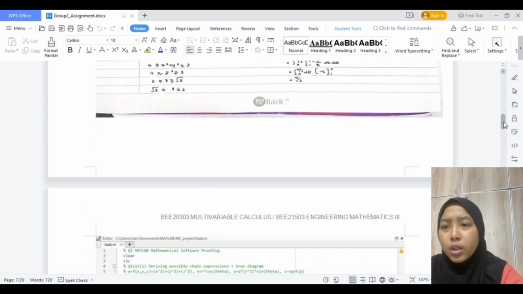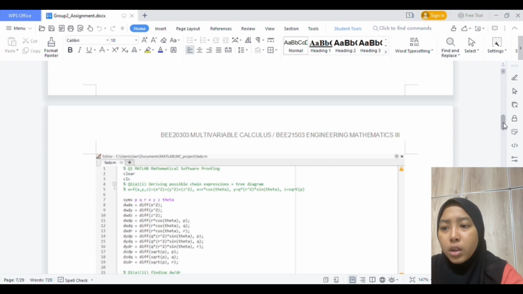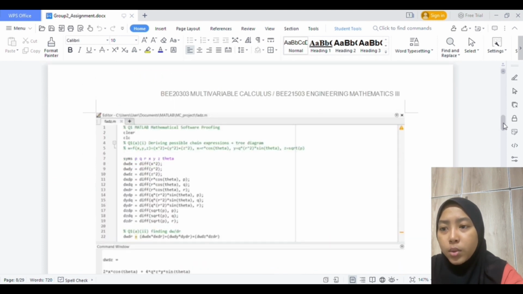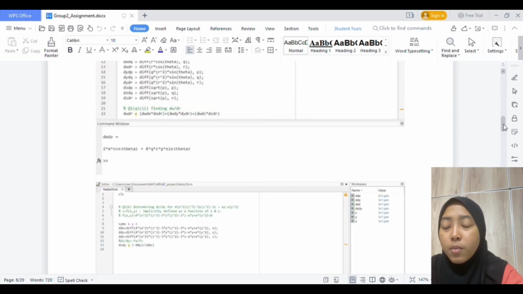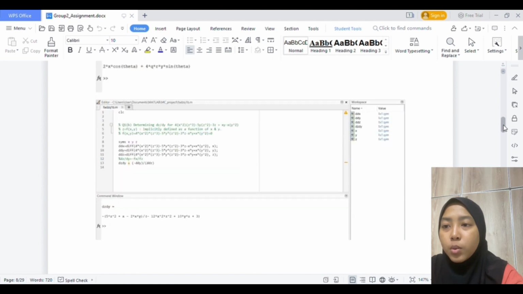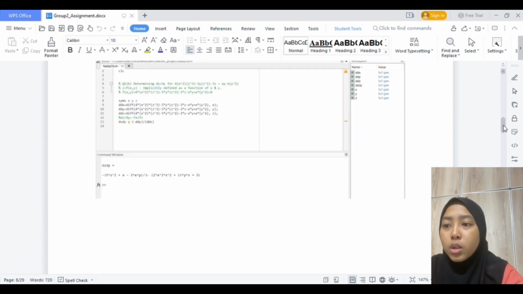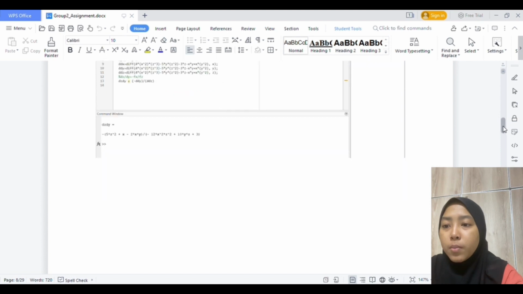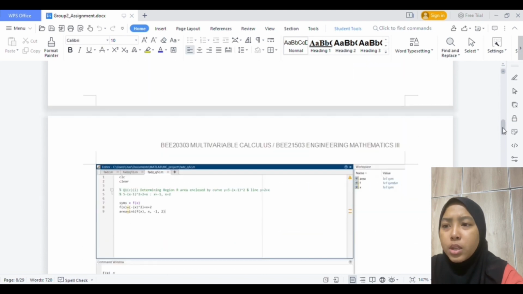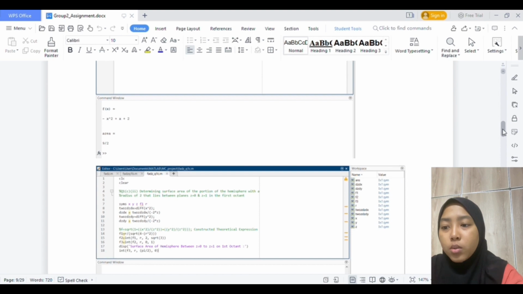And then we did the MATLAB. We determine the question in the MATLAB, and then we run, and we got the answer the same as the manual calculation. Same for question A2, question B, question C, C1, C2.